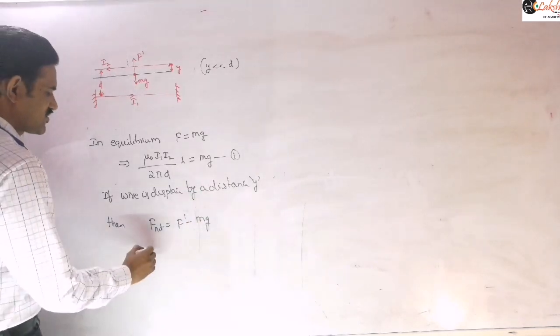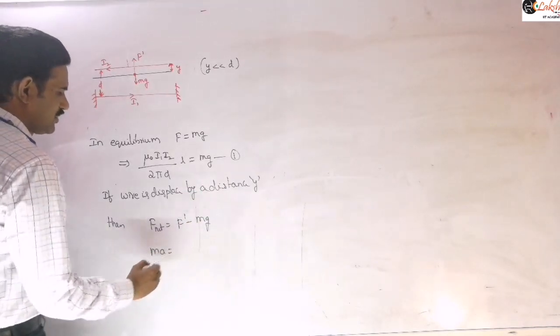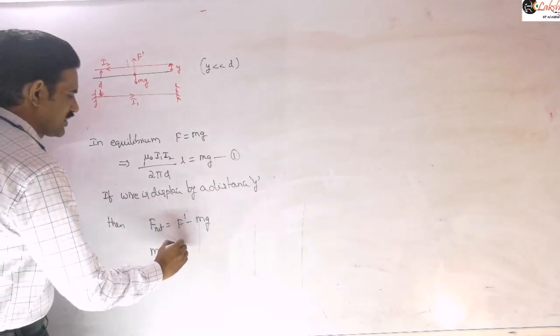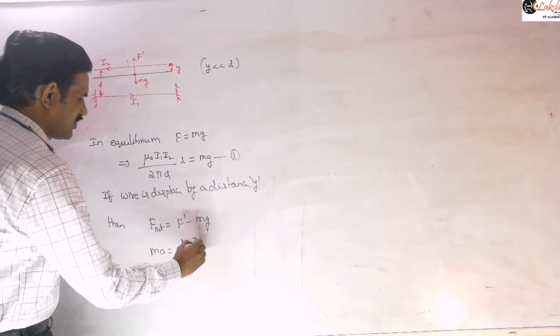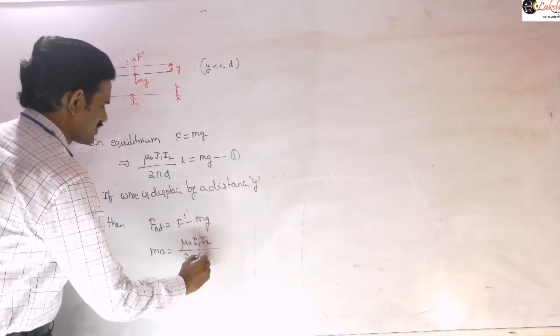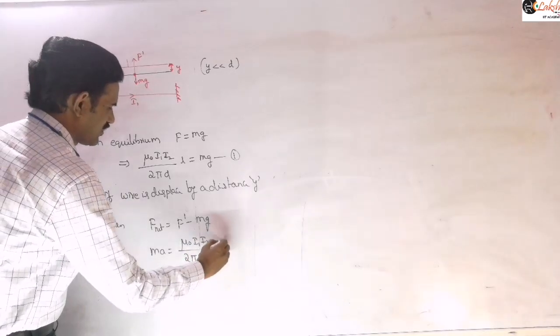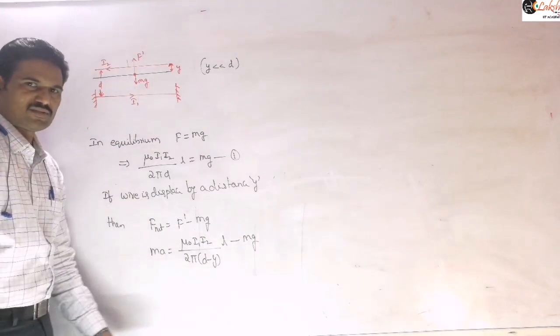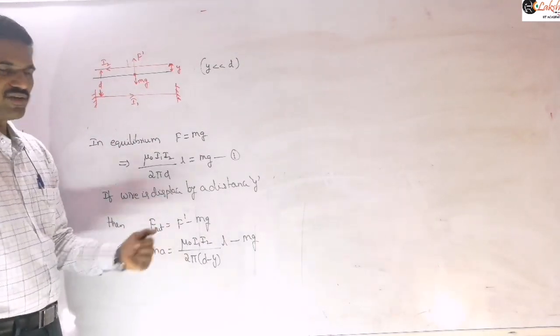So that F dash is nothing but m into a. So this F net is equal to, and this value you can write as mu naught I1 I2 by 2 pi, now this distance is d minus y, into L minus mg. Is it clear? So now we need to simplify this equation here.